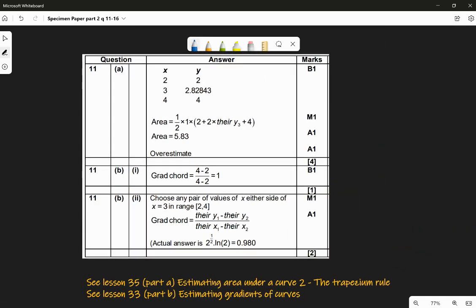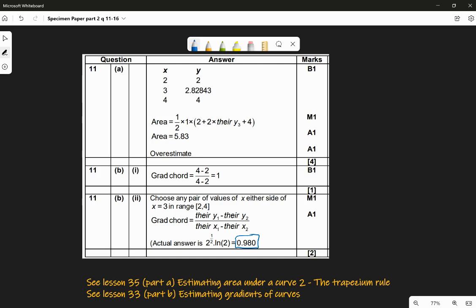So that answer, 0.980, is actually pretty good, because the actual answer, if you use differentiation, is 0.980 to again 3 significant figures. So my answer, which is 0.980 to 3 significant figures, is extremely close.